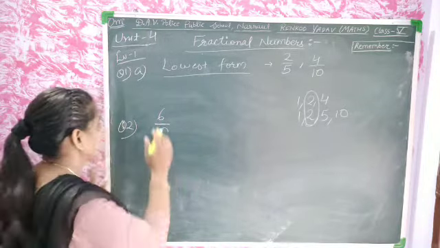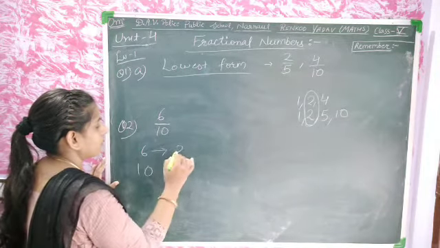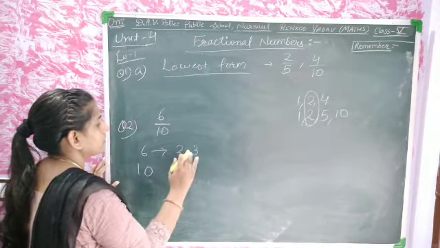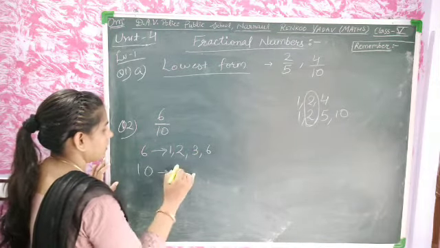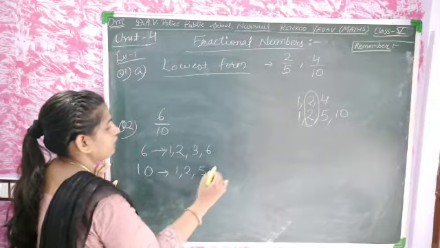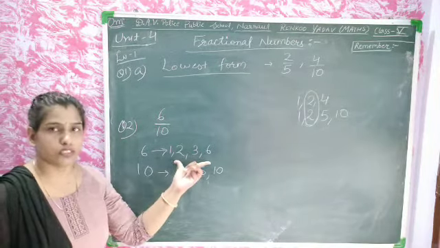Let's check here: there is 6 and there is 10, and the common factors are 2 and 3. The factors of 6 are 1, 2, 3, 6, and the factors of 10 are 1, 2, 5 and 10. These are the factors of 10 and these are the factors of 6.